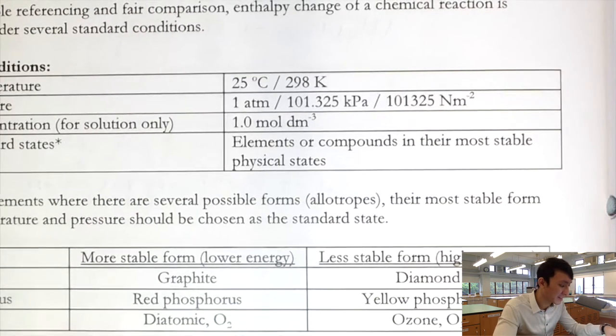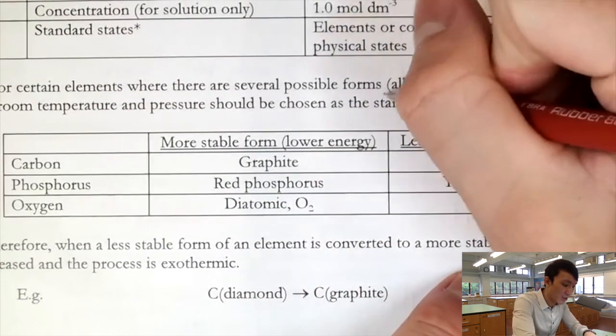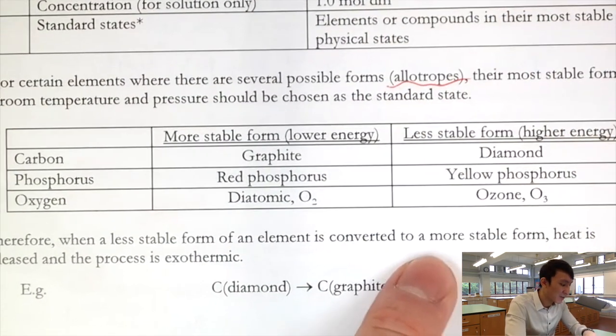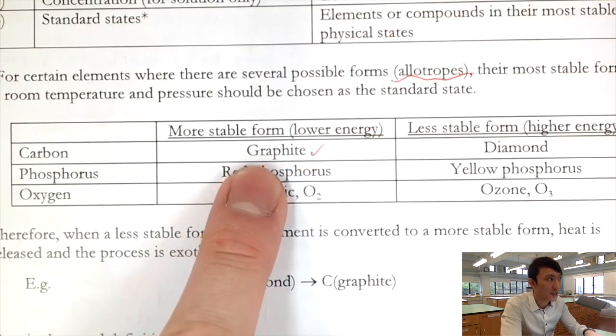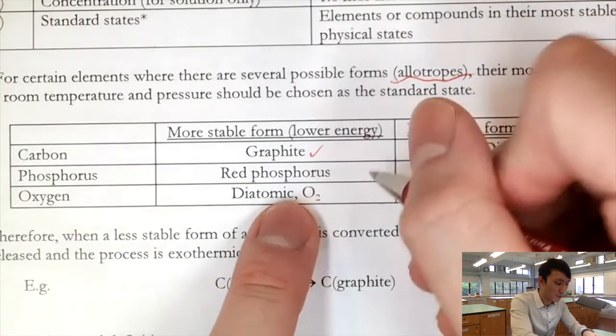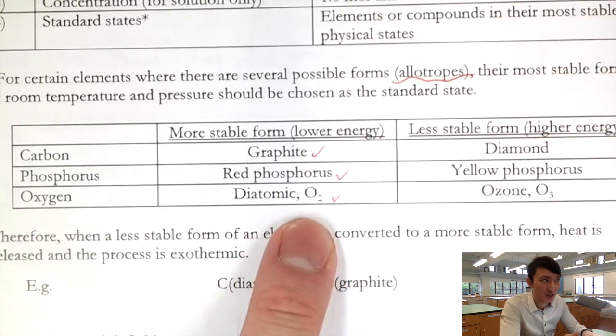These are all the standard conditions. Down here, we basically elaborate a little bit on the allotropes. For carbon, of course, we are looking for graphite. For phosphorus, we're looking for red phosphorus. For oxygen, we are looking for diatomic oxygen instead of ozone.